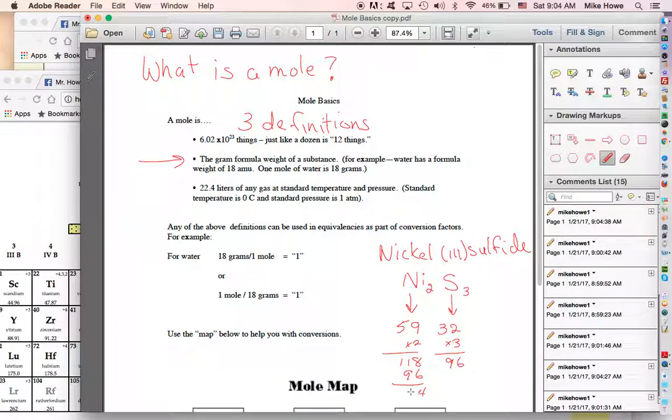So that'd be 10, 11, and carry another 1 over here, and that's 2. So 214 would be our total weight of the nickel 3 sulfide. All right. So now how many pieces are in that?